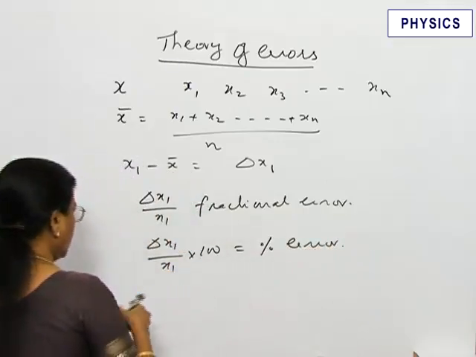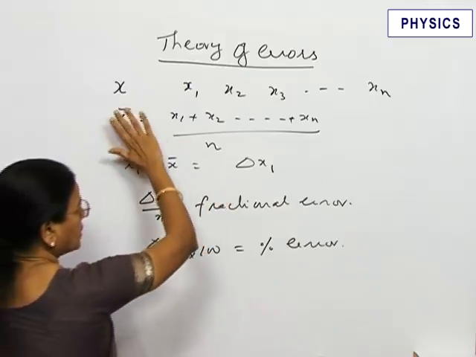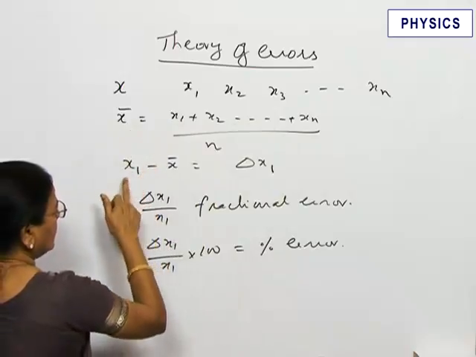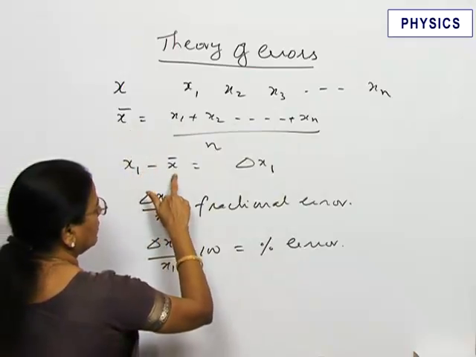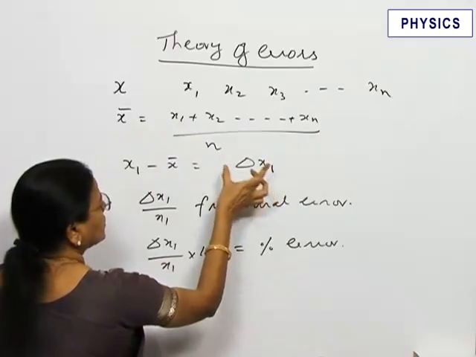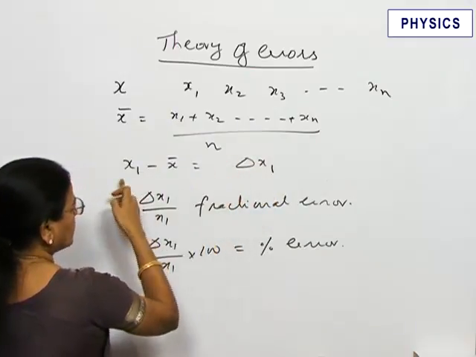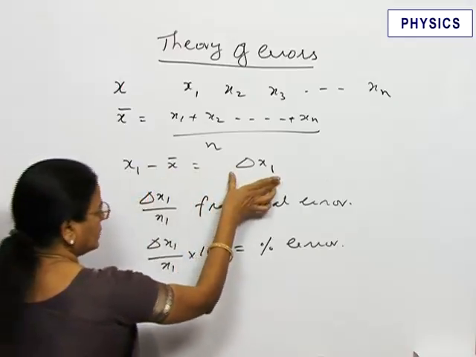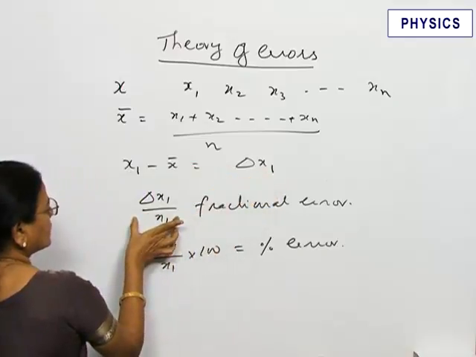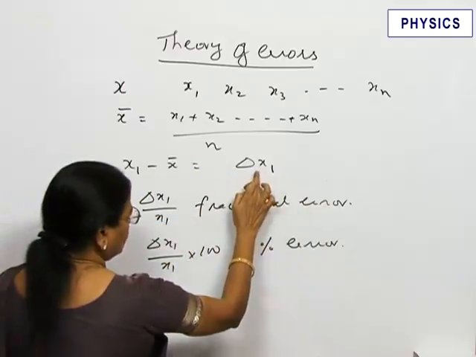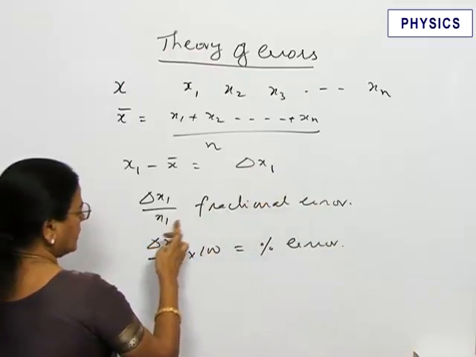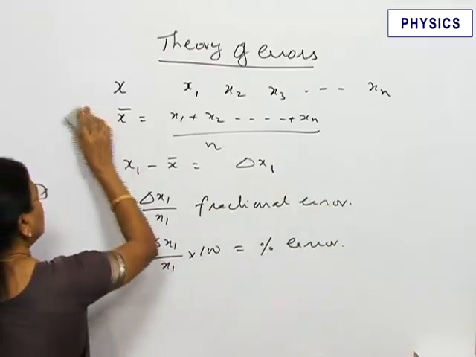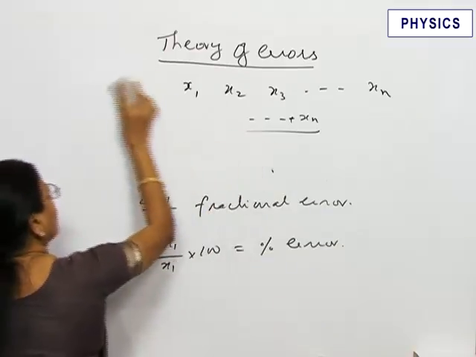Okay. So what do you mean by error? When you take a measurement, you measure a lot of times, find the average of the measurements, you get the mean value. Any given measurement will deviate from the mean value by a certain amount, which can be plus or minus. If x1 is greater than x bar, it will be plus. If x1 is less than x bar, it will be minus. Then delta x1 is referred to as the absolute error, delta x1 by x1 is the fractional error, and this is the percentage error. Okay. So this is the meaning of error in a physical quantity.